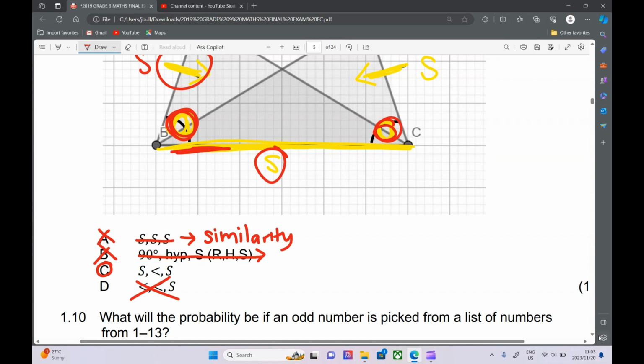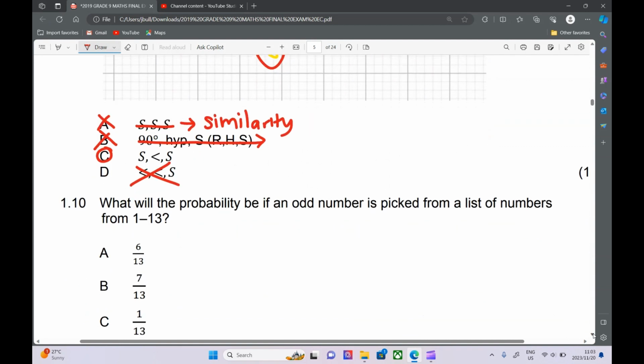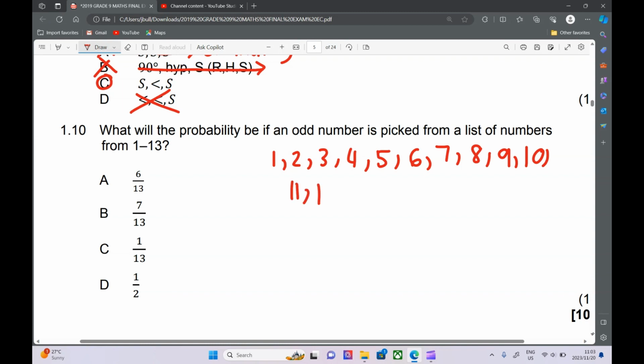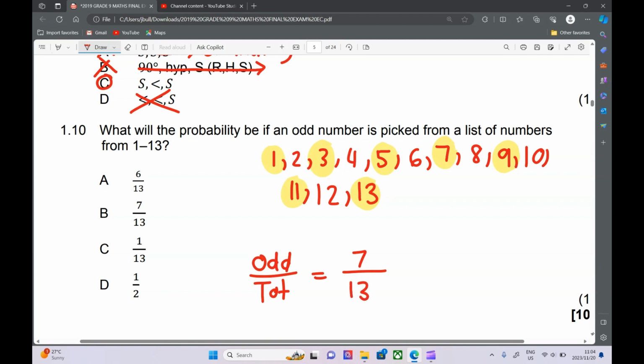What will be the probability if an odd number is picked from a list of numbers from 1 to 13? Let's write these numbers: 1, 2, 3, 4, 5, 6, 7, 8, 9, 10, 11, 12, and 13. It's always how many odd numbers are there out of how many in total. That's going to be our probability. We've got 1, 2, 3, 4, 5, 6, 7 odd numbers. And in total we have 13, which we knew. So the probability is 7 over 13.